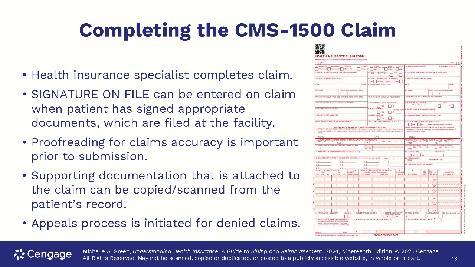All right. So the 1500 claim form, which is the claim form for professional services, when the patient registers, we get their signature that allows us to bill their insurance company. Now, just so you know, it's 2025.